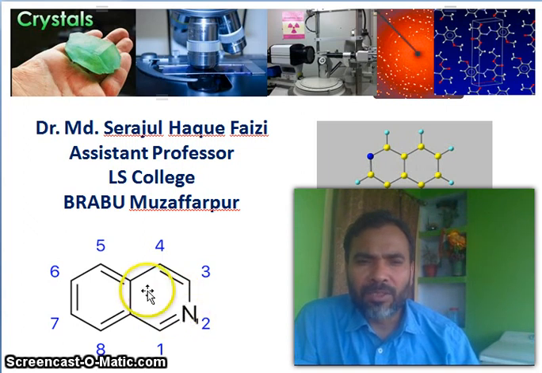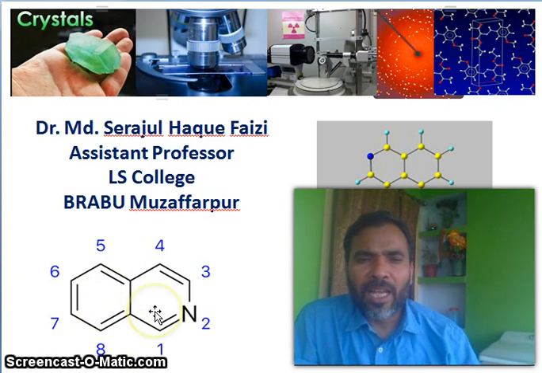So isoquinoline is also aromatic in nature, follows Hückel's rule, has alternate double bonds, pi electron delocalization, a 10 pi electron system, and is planar in nature. So all the characteristic properties for aromaticity are present in this molecule.